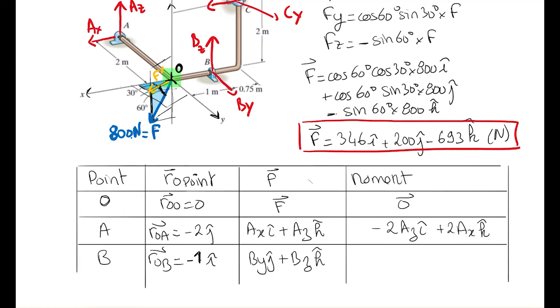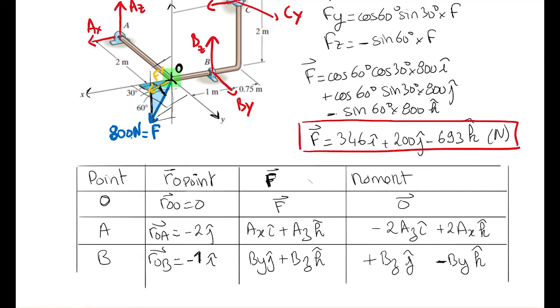The moment, so R cross force, I cross J plus K, but there's a minus, so minus By on K at, and I cross K, it's minus, plus, so plus Bz on J at, yes, on J at.